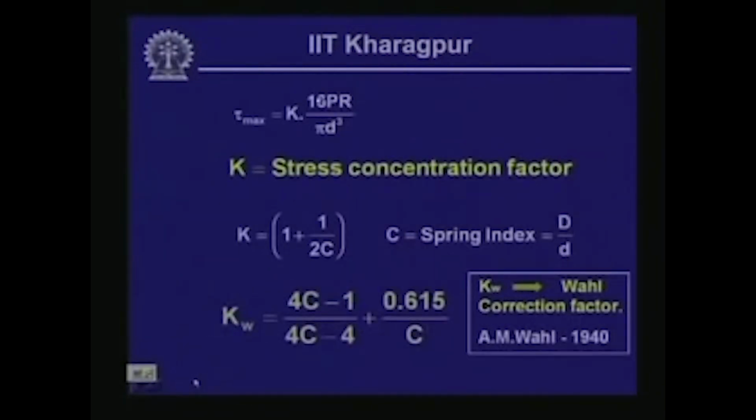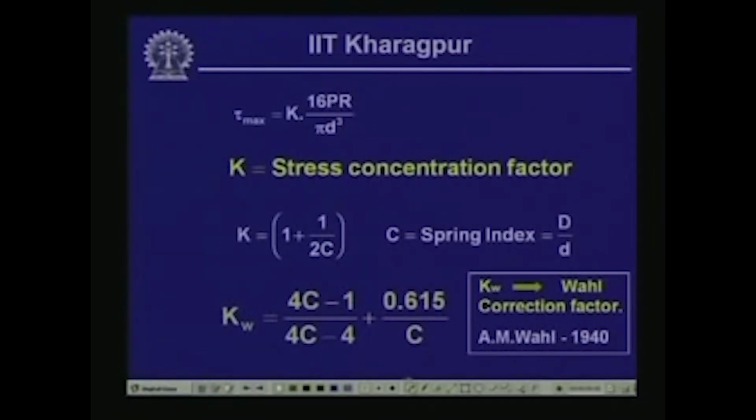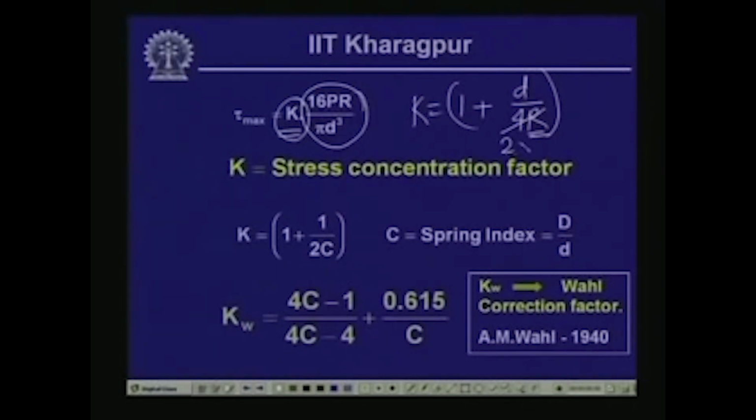Now, this stress concentration factor is equal to K, multiplied by the shearing stress 16 P R by pi d cube. Now, K as we have seen is equal to 1 plus d divided by 4 R. Now, R is the mean radius, so 4 R we can write as 2 into 2 R, and 2 R is nothing but the diameter of the coil.